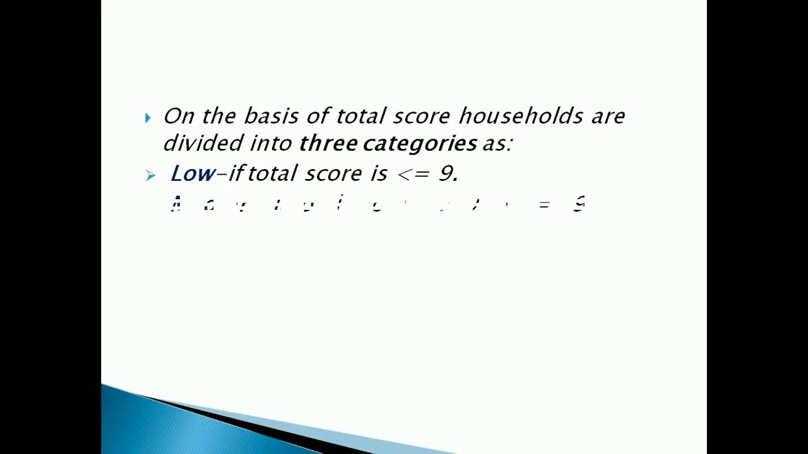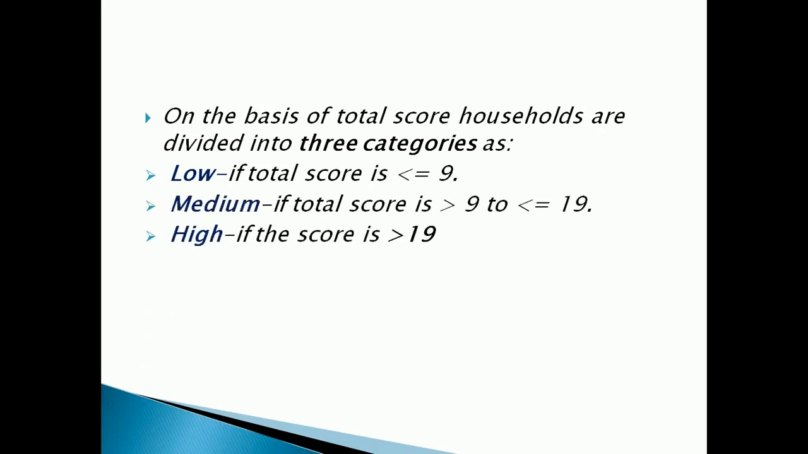There are three criteria as per this classification. Low means the score is less than or equal to 9. More than 9 and up to 19 is a medium class family. If the score is more than 19, it is a high class family.